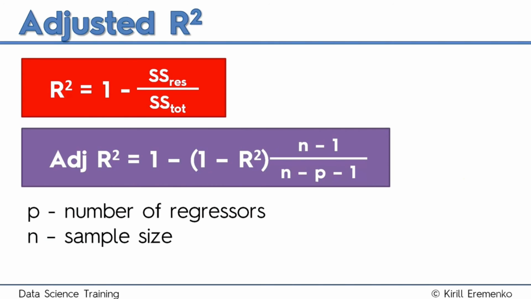It's a very good metric. It helps you understand whether you're adding good variables to your model or not. And we'll be using adjusted r squared throughout this course to make sure our models are robust when we're building them.